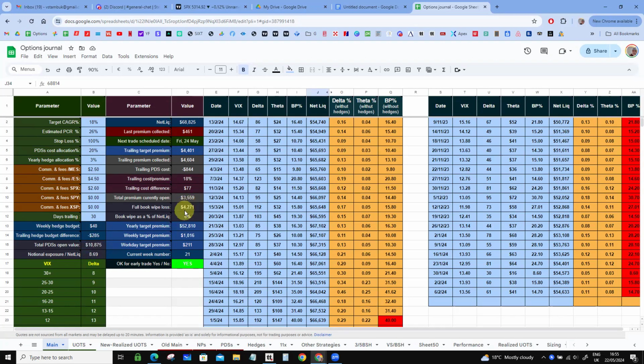Our full book is not large because we had a bunch of trades come off last week, so we are a little bit underexposed, but we are still on schedule, so everything is fine. We're selling enough premium to hit our targets, and that's all on that.